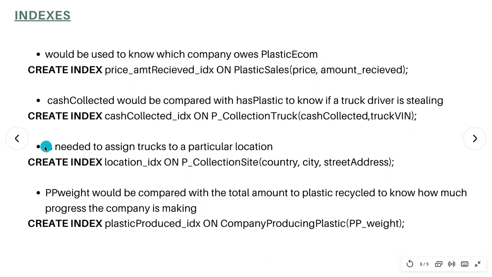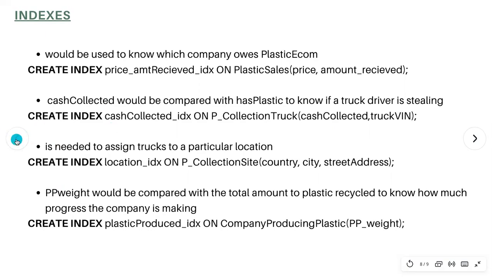And last but one, we need to know how to assign trucks to a particular location. So we have to create an index on the collection site, which is the country, city, and the street address. And lastly, have the plastic produced weight, which will be compared with the total amount of plastic recycled. So how much progress the company is making. I spoke about this early on. So we just have to get an index on company producing plastic, their weight. So we'll go to the actual queries later on.